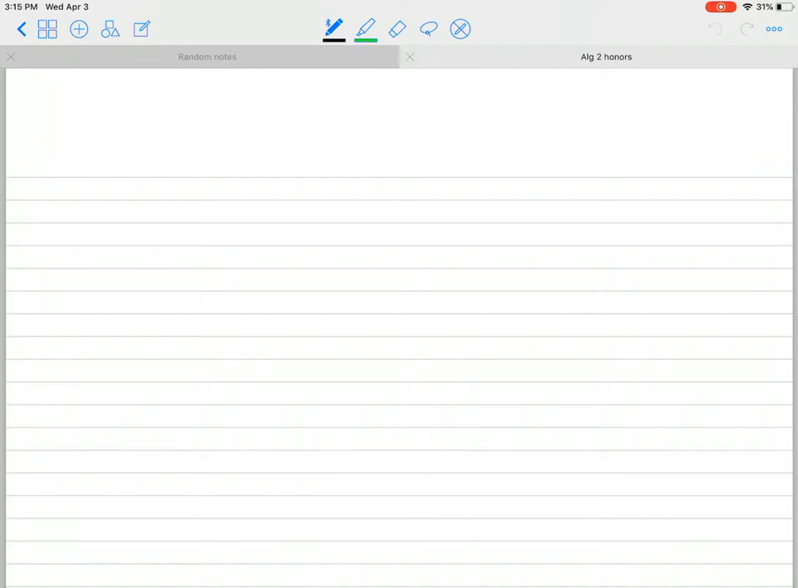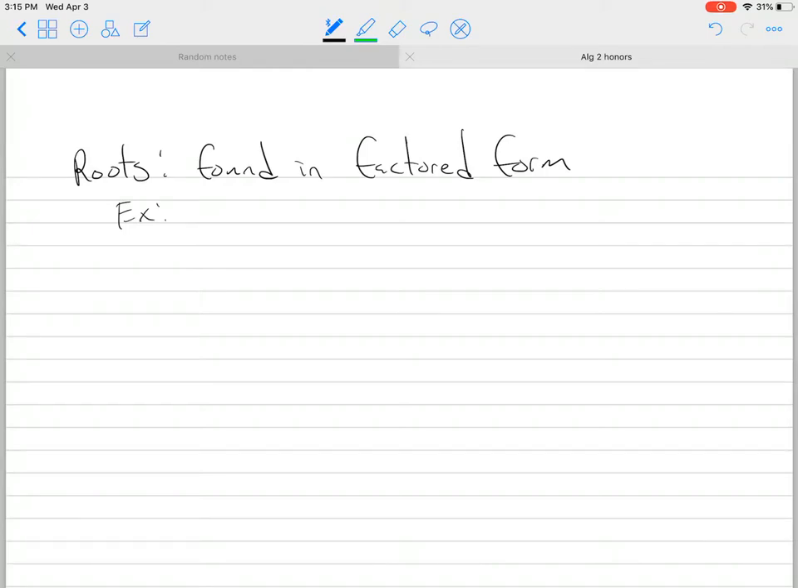So let me give you roots. Okay, so roots are usually found in factored form. Okay, so let's take an example. Let's say we have 3x plus 2 and 2x minus 6. Ooh, I just take that all back. That's a lie. Don't do it. Let's go way easier. So you have x minus 7 and x plus 3.